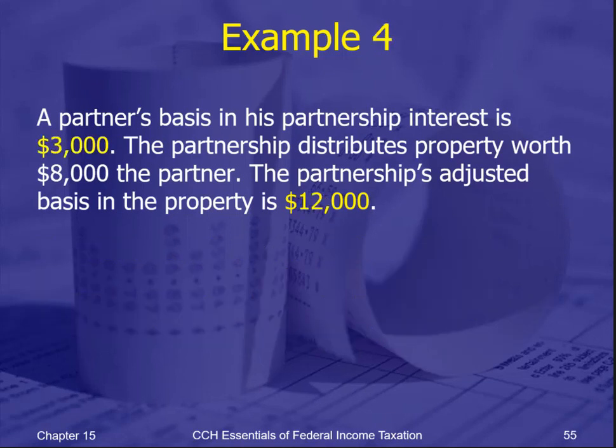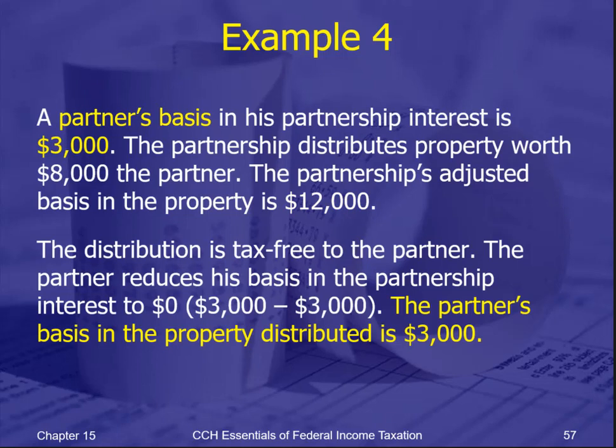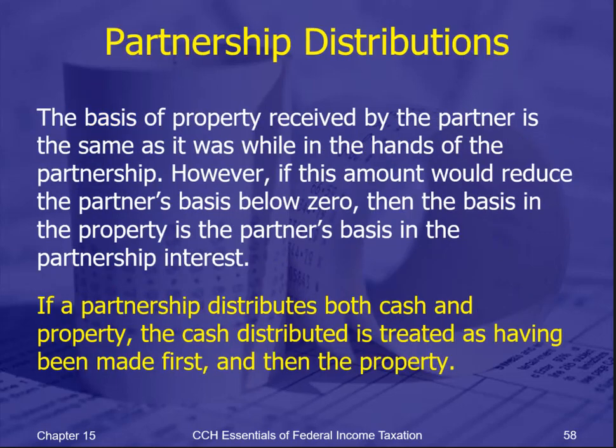Another example: the partner's basis is $3,000. The property is worth $8,000. The adjusted basis of the property is $12,000. So you can reduce the partnership basis down to 0, but not below that. It's tax free. And then the partner's basis in the property becomes $3,000. So there's not a taxable scenario here, but now the partner has only a $3,000 basis in this property that's been distributed.